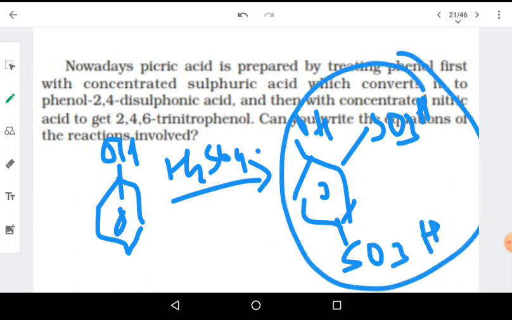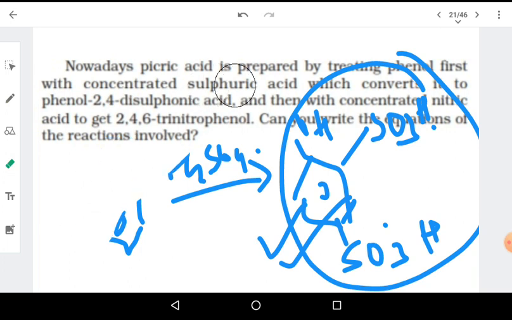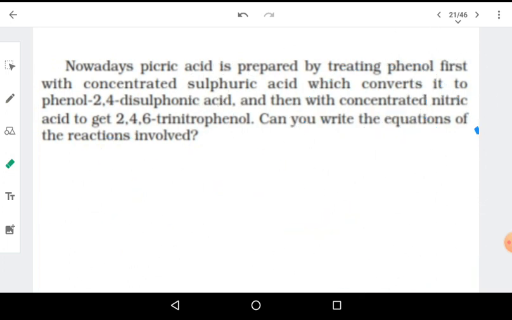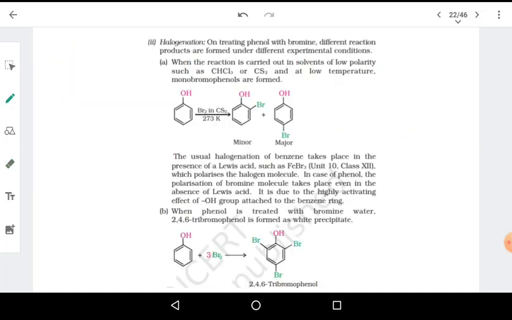This compound is known as phenol-2,4-disulfonic acid. Now, this we have to treat with concentrated HNO3. When we treat it with concentrated HNO3, we will get picric acid. This is mentioned in NCERT, and they have asked to write the equation. So you can write it now easily, a two-step process. So this is important.